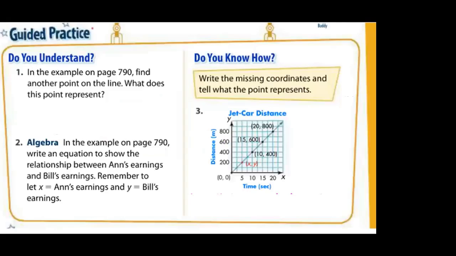In the example on page 790, we are in guided practice, page number 791. Guided practice question number 1, page 791. Question number 1. An example on page 790. Okay, open your book and go back to the example on page 790 again. Find another point on the line.